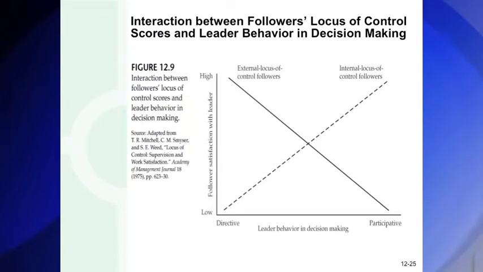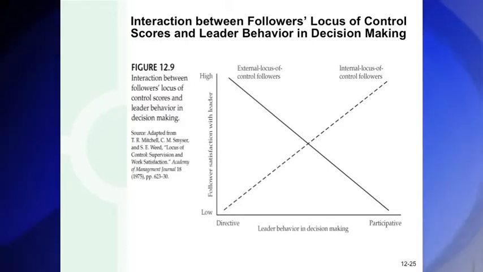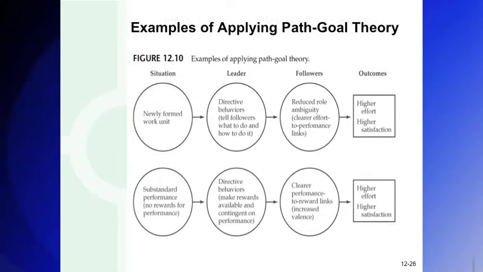Figure 12.9 talks about the interaction between followers' locus of control scores and leaders' behavior and decision making. And again, it's another way of looking at whether leaders are directive or participative, and whether there's low or high follower satisfaction with the leader. Figure 12.10 talks about examples of applying the path goal theory. In this case, it will be a newly formed work unit or substandard performance, where there's nothing there in terms of that situation.